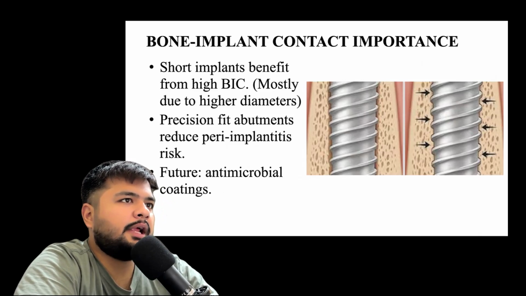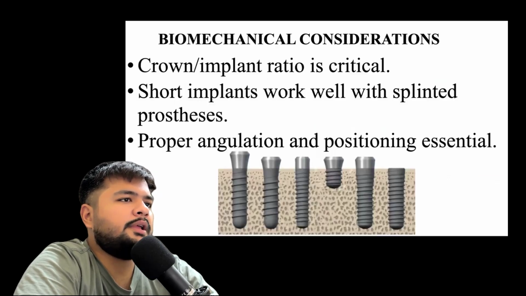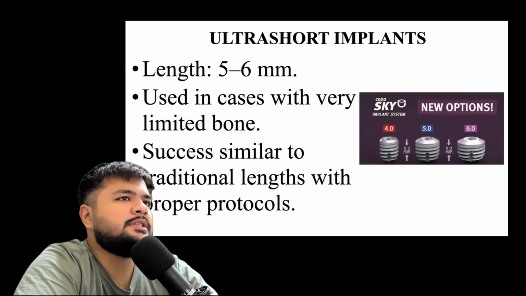Then bone to implant contact importance. So the shorter implants benefit from high bone to implant contact, mostly due to their larger diameters, as discussed earlier, precision fit abutments, and reduced peri-implantitis risks, and it has a future of antimicrobial coatings, and many implant companies have started producing implants with antimicrobial coatings. But then coming to the biomechanical considerations, the crown implant ratio is critical. Short implants work well with splinted prostheses, and proper angulation and positioning is essential.